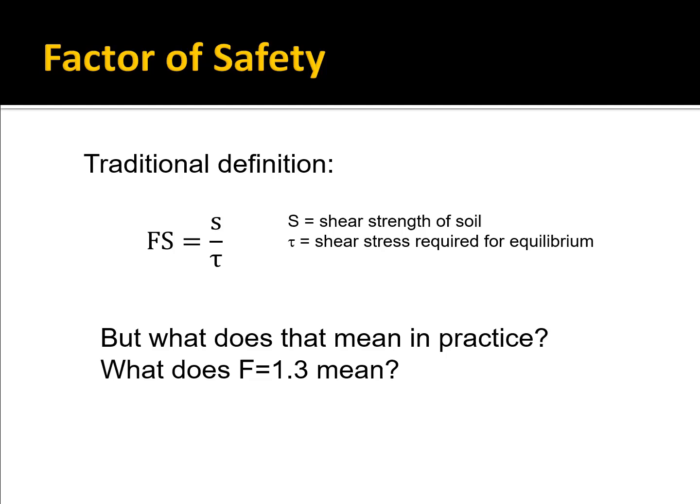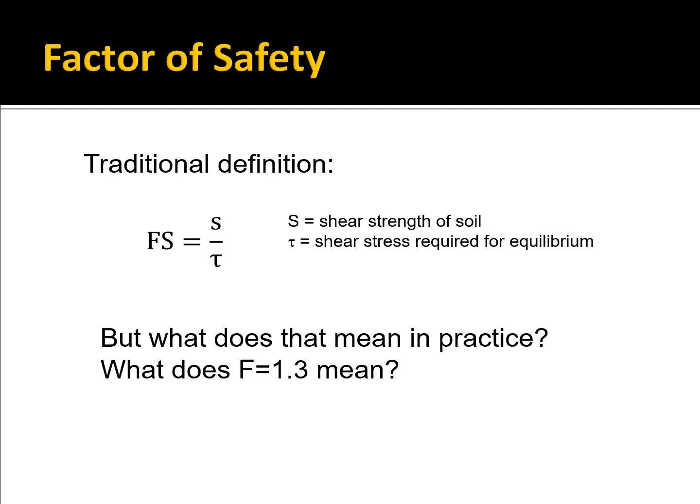However, what does that mean in practice? Suppose you have to make decisions regarding safety. Maybe some lives are at stake if the slope fails. So what does a factor of safety, for example, of 1.3 mean? Is that going to be good enough?